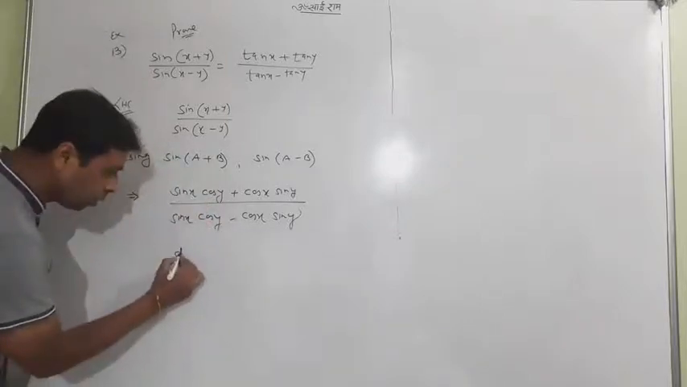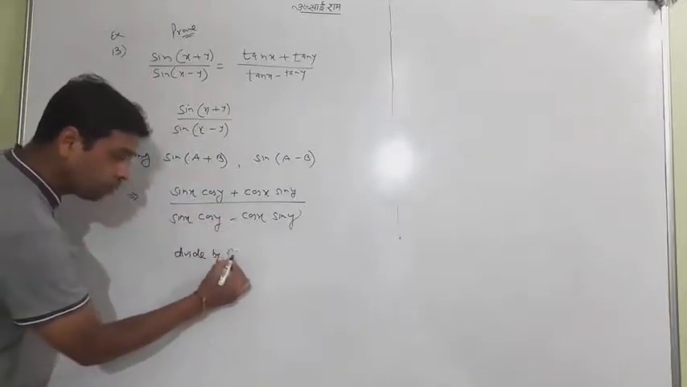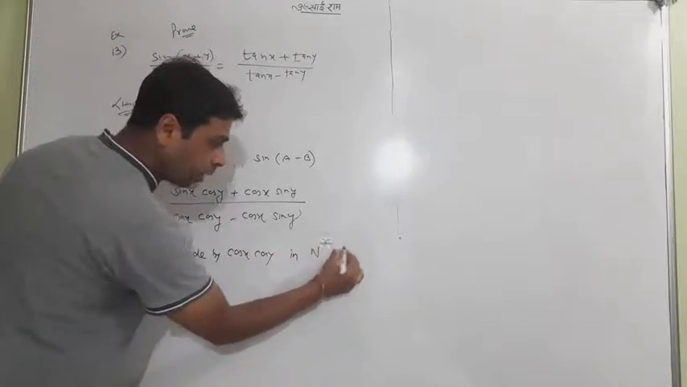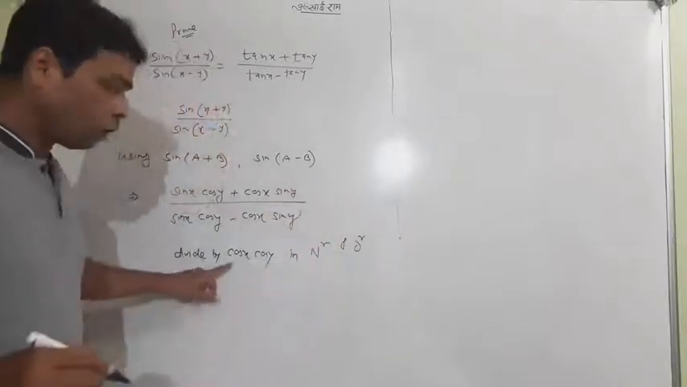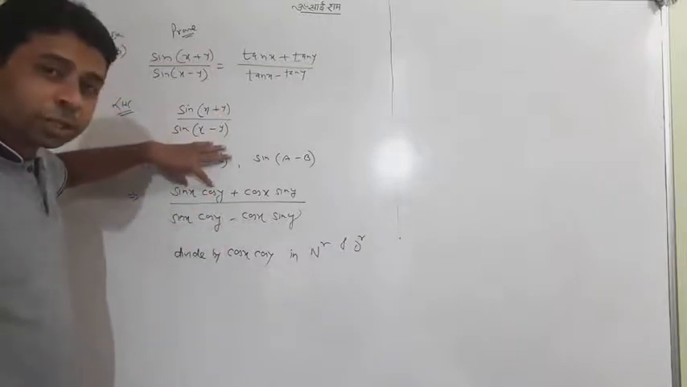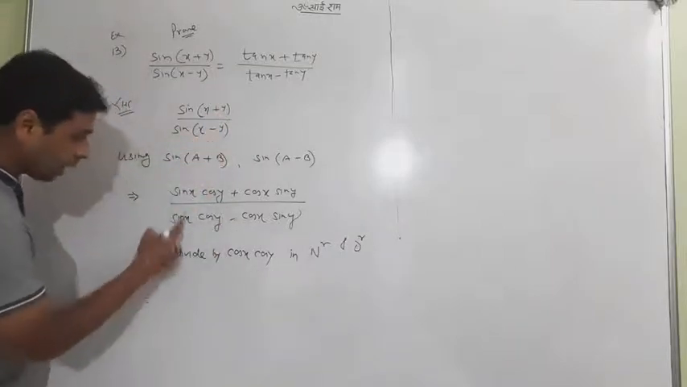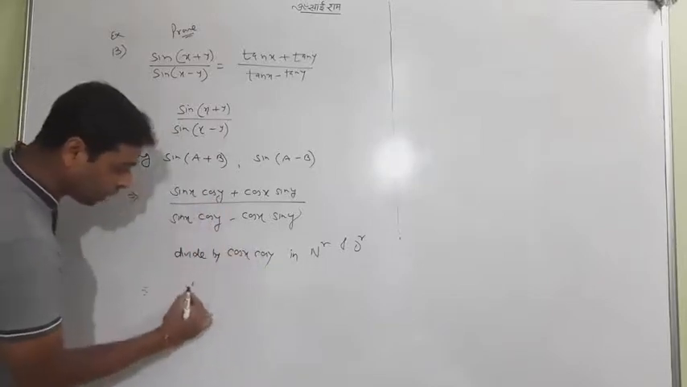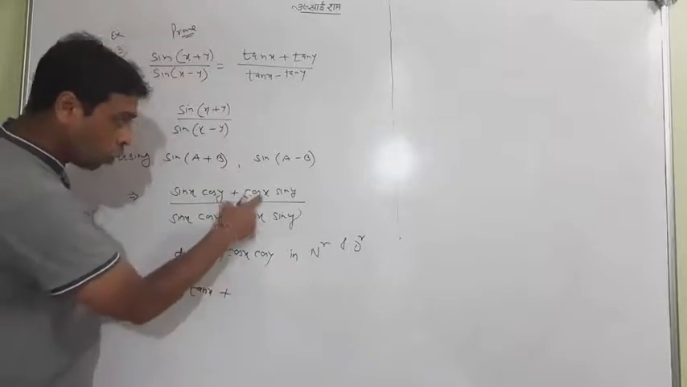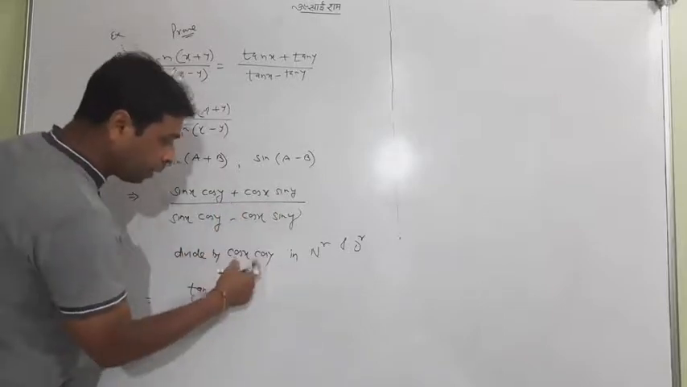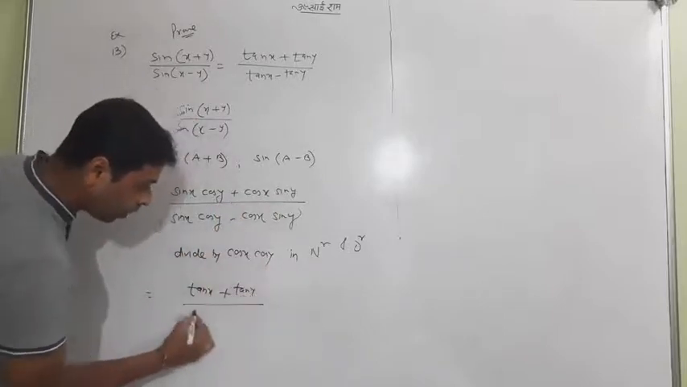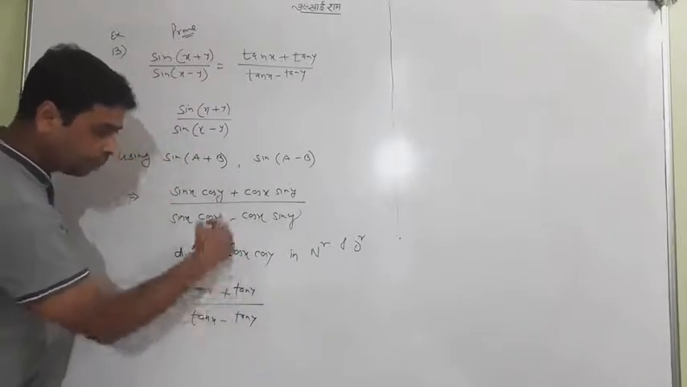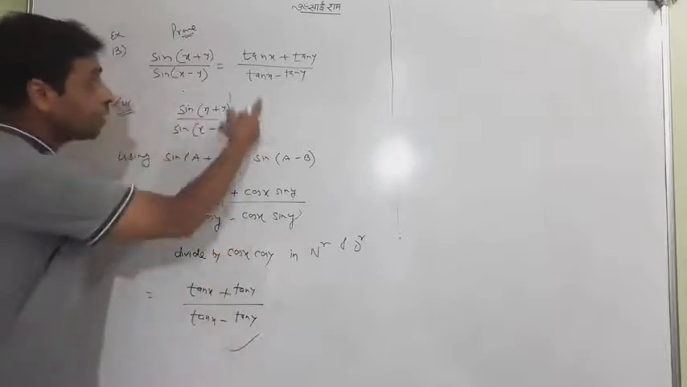Meaning, divide by cos x cos y in the numerator and denominator. Now divide by this cos x cos y. What will we get? Sin x upon cos x, and cos y upon cos y will cancel. Sin x by cos x is tan x. Cos x and cos x cancel, sin y by cos y is tan y. The downside is very similar with the opposite sign, minus, and the rest is the same. This is your right hand side.